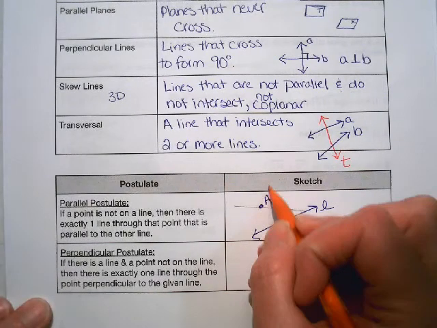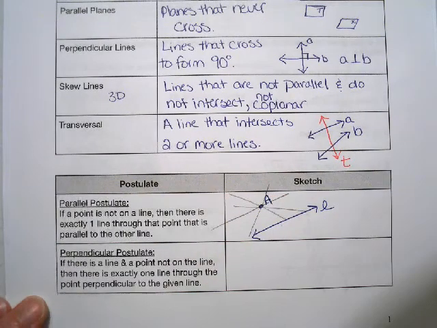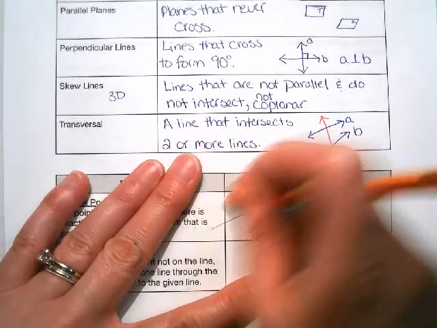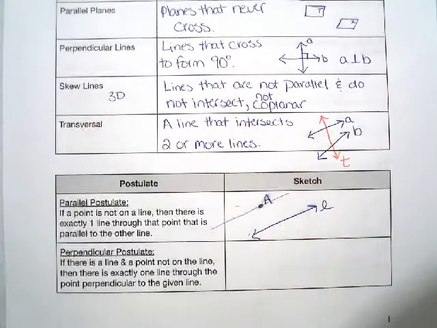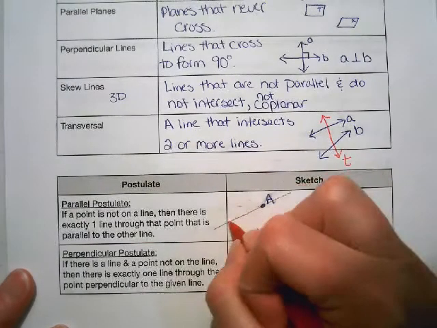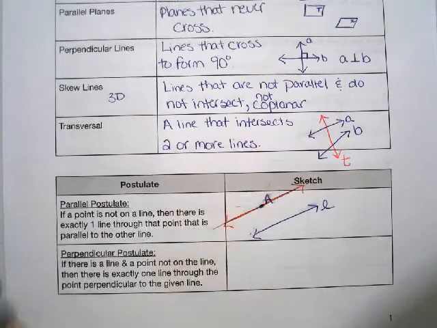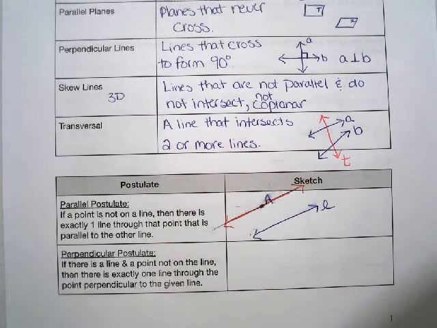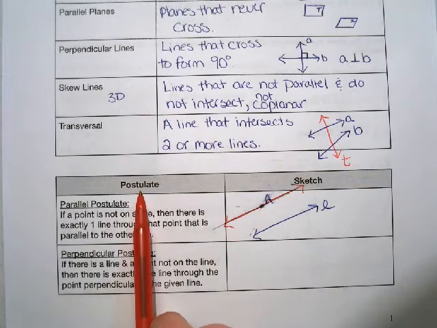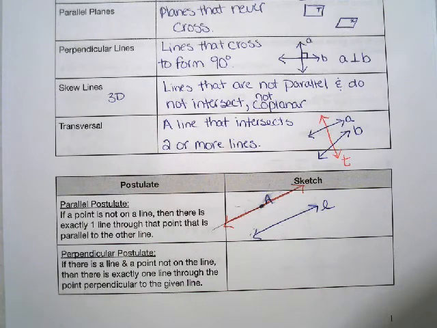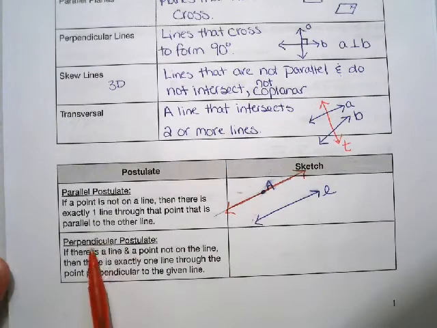There's lots of lines I could draw through this point. I could draw lots of them. But there's only one that's parallel. So if I draw this as close to parallel as I can, there's only one that's parallel. Which, remember, postulates are like the fundamental building blocks. They are things that we assume to be true and that we can build from.